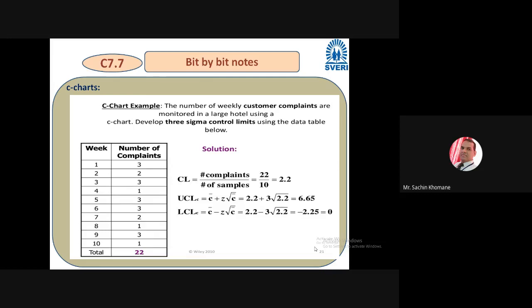What happened in that week, what happened in the fourth week? So it is quite difficult, but if you preserve the data, if you collect the data and if you draw the chart, then you will understand where the problem is.